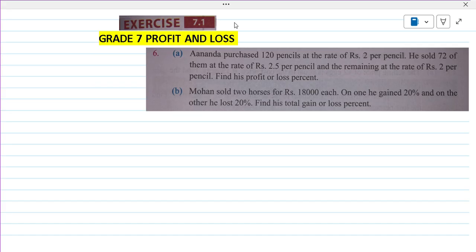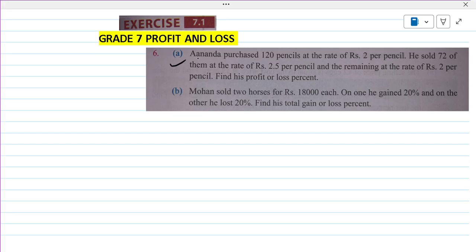This is a continuation of the topic of profit and loss from grade 7 mathematics, exercise 7.1. In the previous video I have already done up to number 5. You might have watched, and students might have understood up to number 5, and now onwards, number 6, I'm letting you learn here. So let's go. Number A I do first.